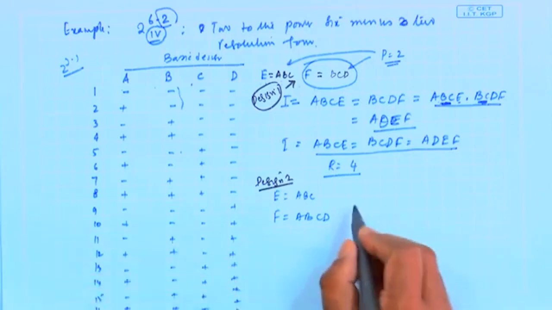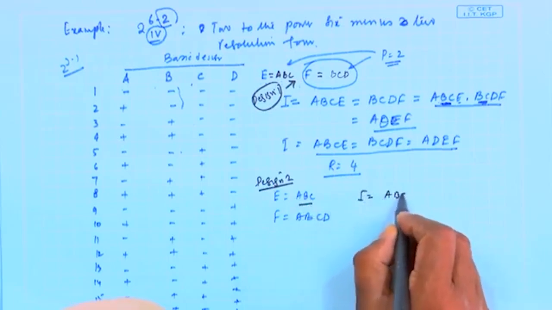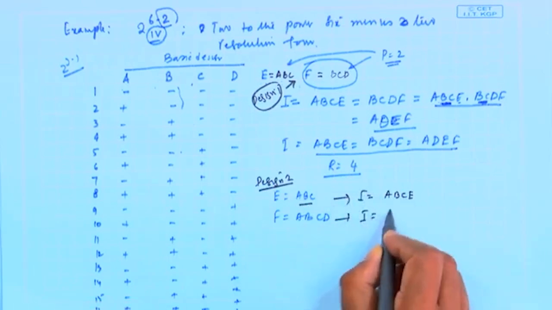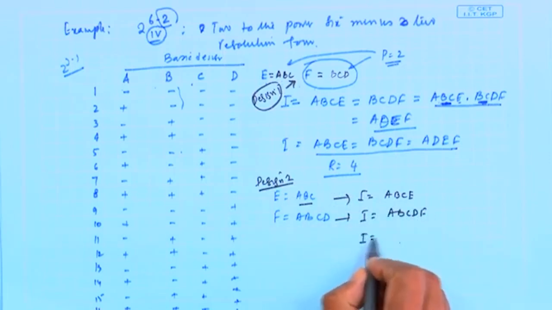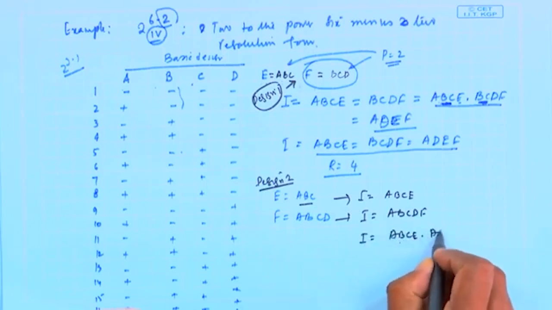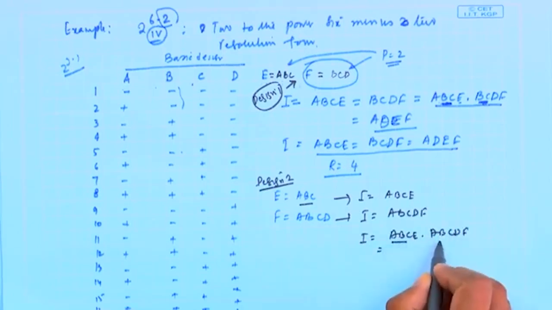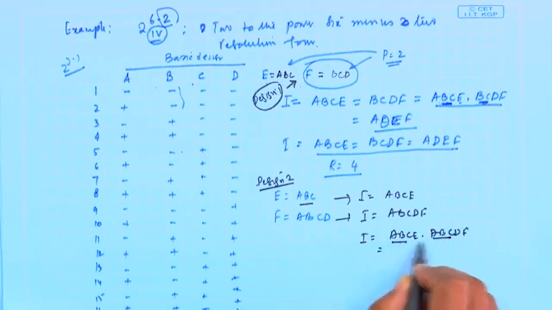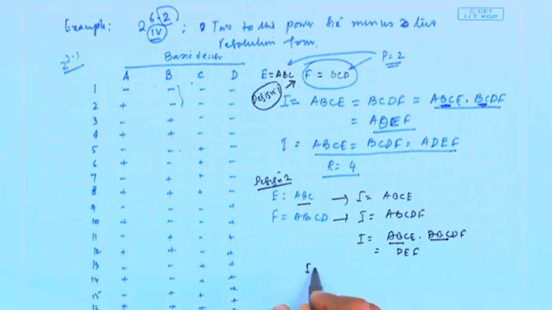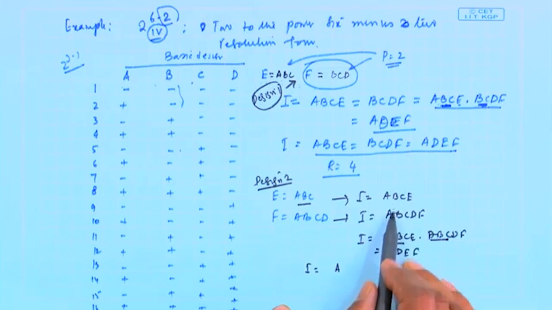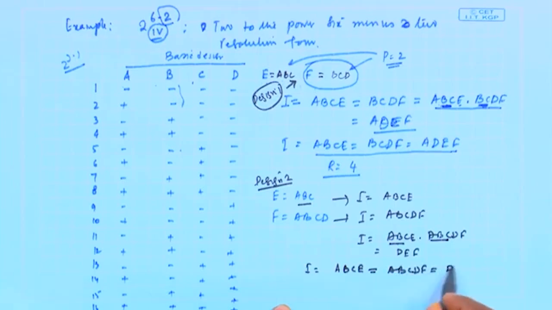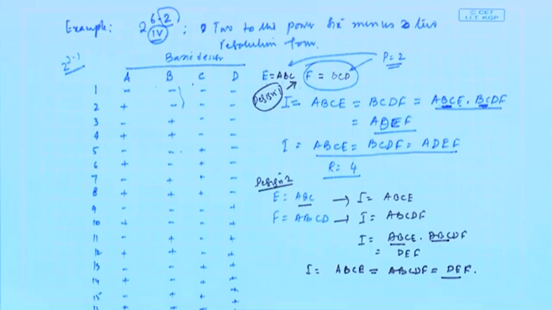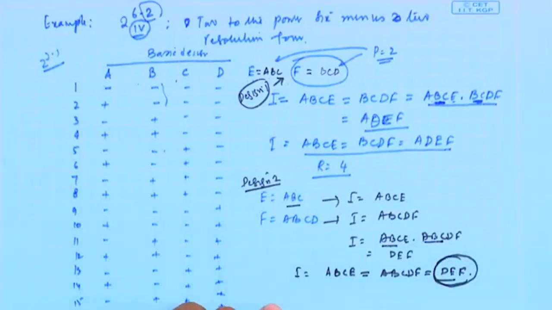Okay. So, under such a situation, what will happen to I? From here you will get ABCE. From here you will get ABCDF, and the generalized one you will get ABCE into ABCDF. What is this? ABC will be squared and it will be I. So, you will get DEF. So, that means your defining relation is ABCE equal to ABCDF equal to DEF. Okay. So, what is the resolution here? In the defining relation, the least number of words is 3. So, your resolution is 3 here.